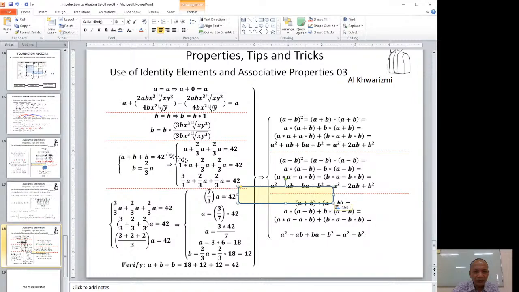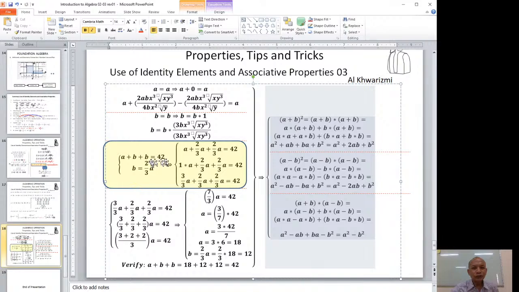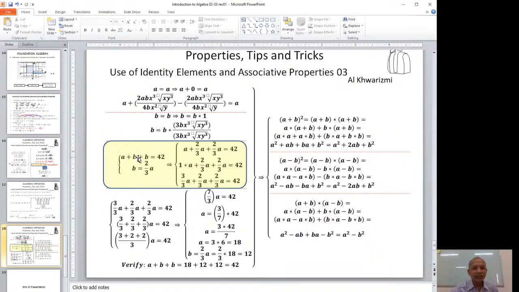Like this one. For example, you buy two things, A and B. The price of A and B has this relationship.